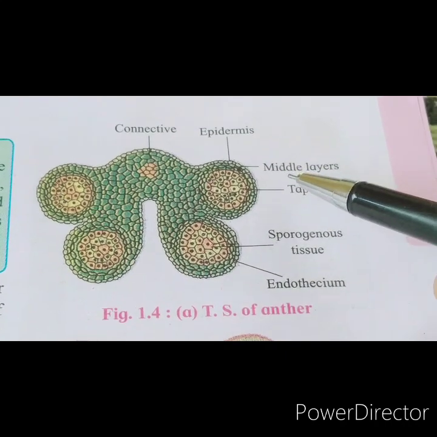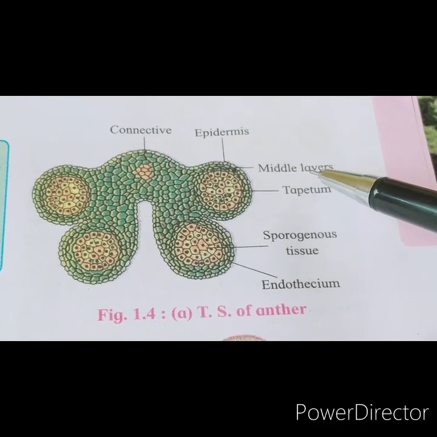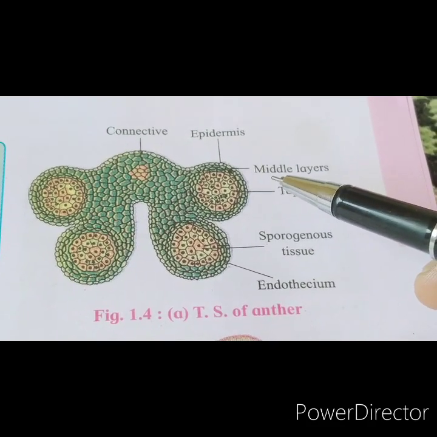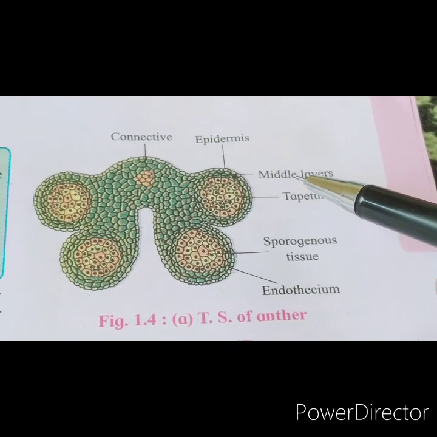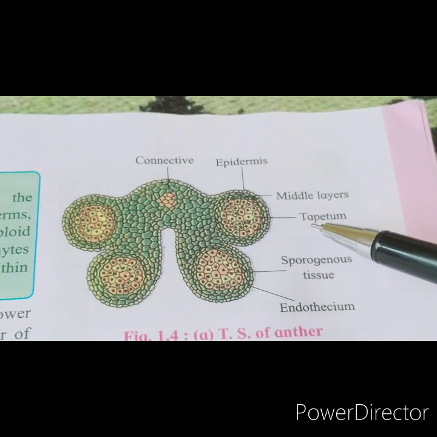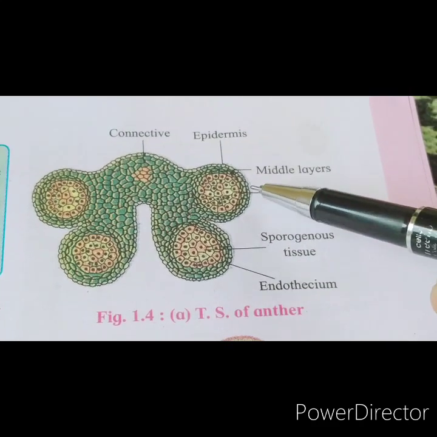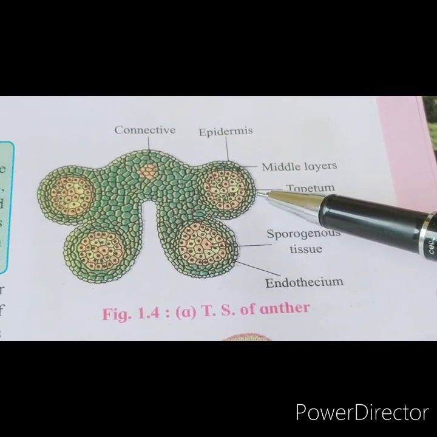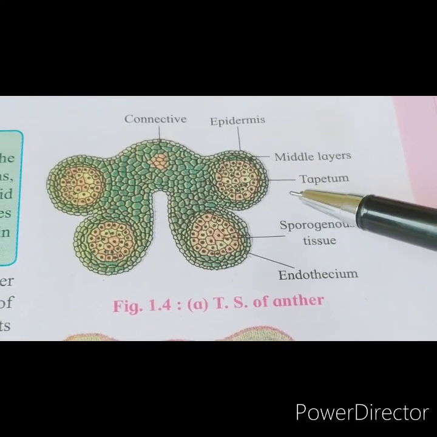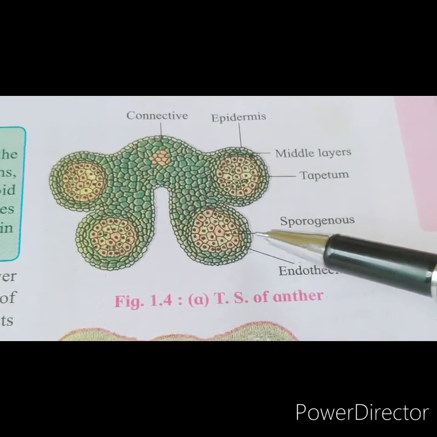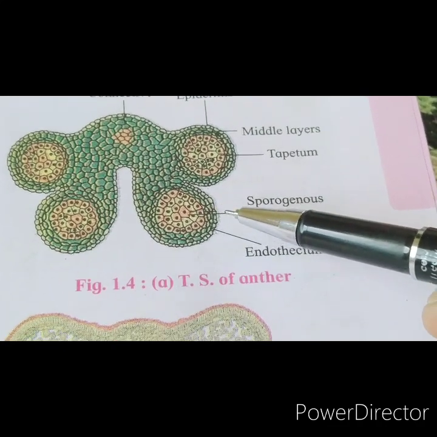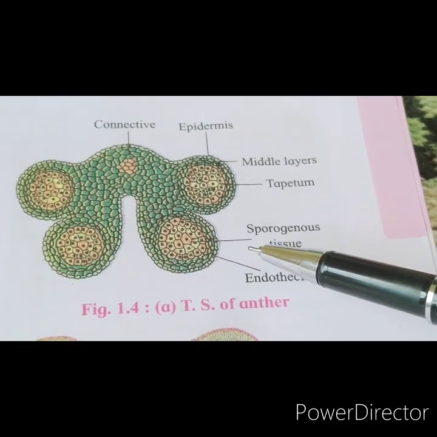The third is the middle layer. The cells are thin, two to three layers, and at maturity the middle layer disintegrates. Innermost to the middle layer, the fourth layer is the tapetum. Tapetum is also single layered, and it is a nutritive tissue. Below the tapetum is the centrally placed sporogenous tissue, also known as microspore mother cell, which is diploid.